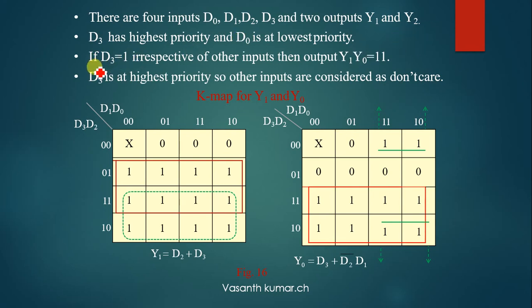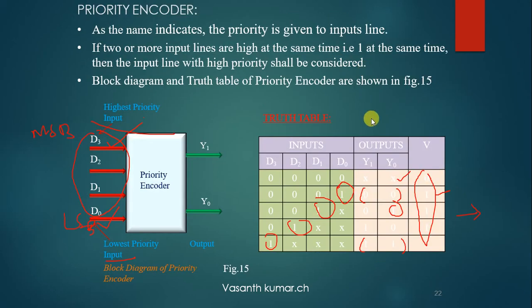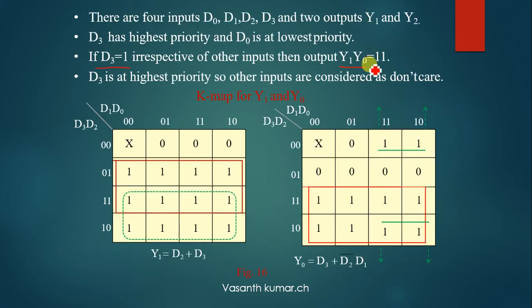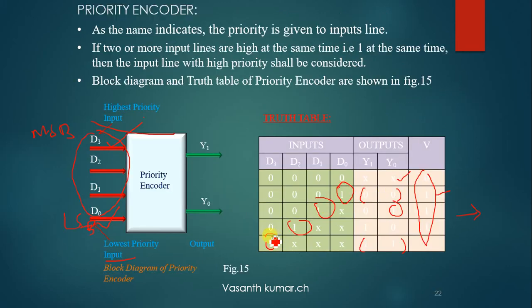So D3 is equal to 1 irrespective of other inputs, then outputs Y1 and Y0 will be 1 1. D3 is the highest priority, so other inputs are considered as don't care conditions, right? Whenever D3 comes, the other 3 are don't care conditions. Whenever D2 comes, the other 2 are don't care conditions. But you can observe that D3 will remain 0 in all the cases except the final case, right?